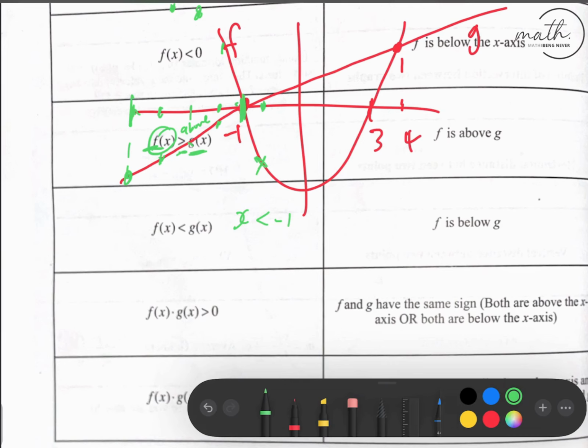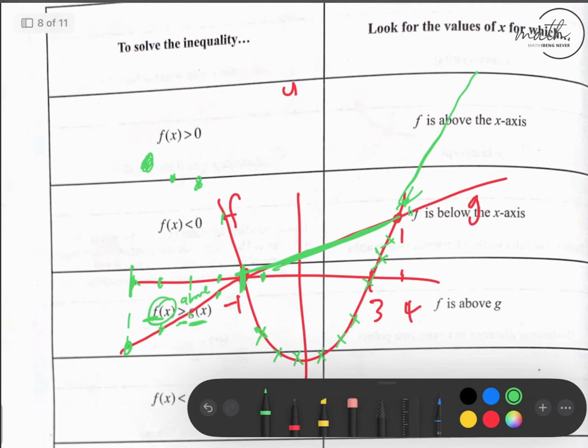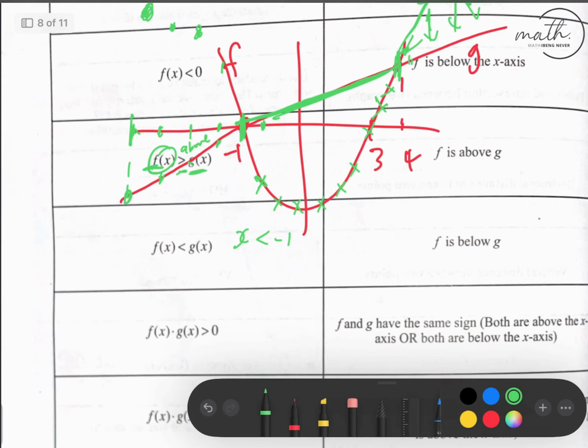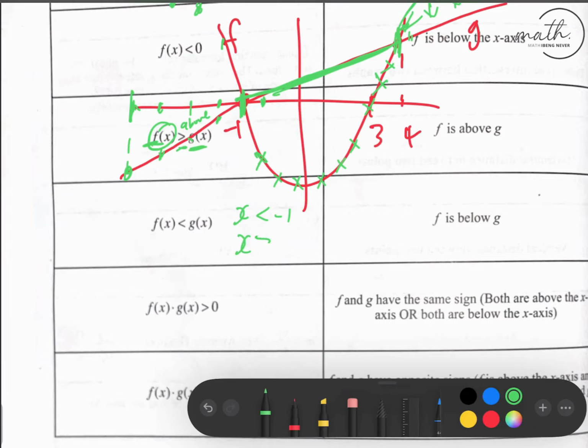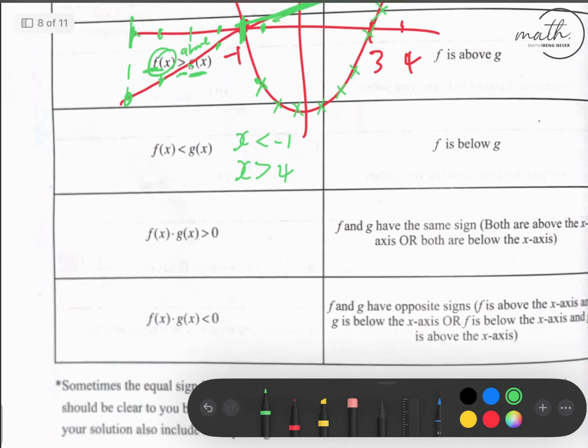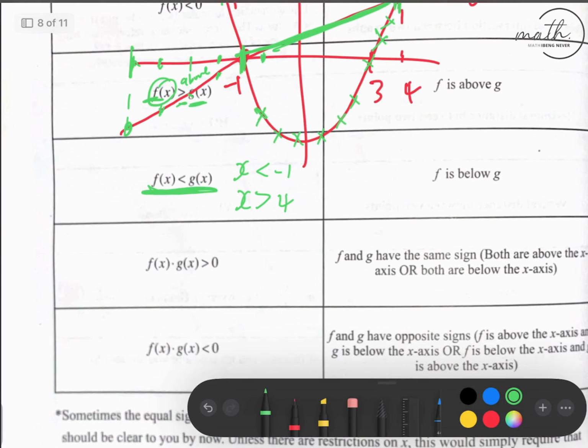So f is below here, doesn't work. That means below this line. Here, f is above now. So it works here, because f is going to continue going up, so it's always above g. So the answer will be x is less than -1, and also x greater than 4. You just find the region where that happens. For the opposite, where f is below, you do this one. So this one is f below, and this one is f above.